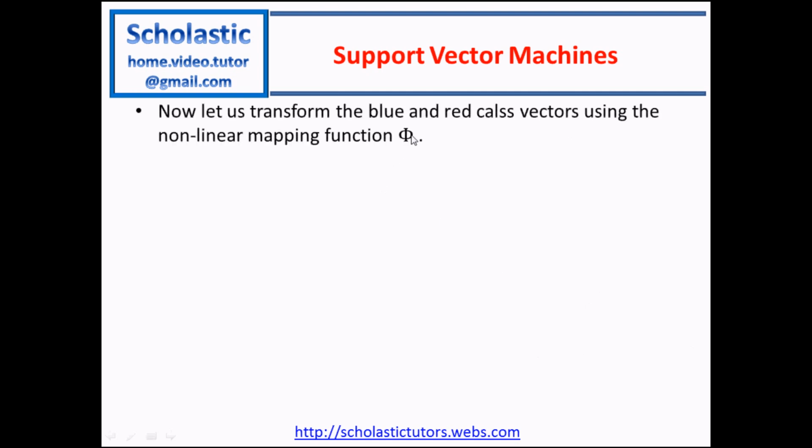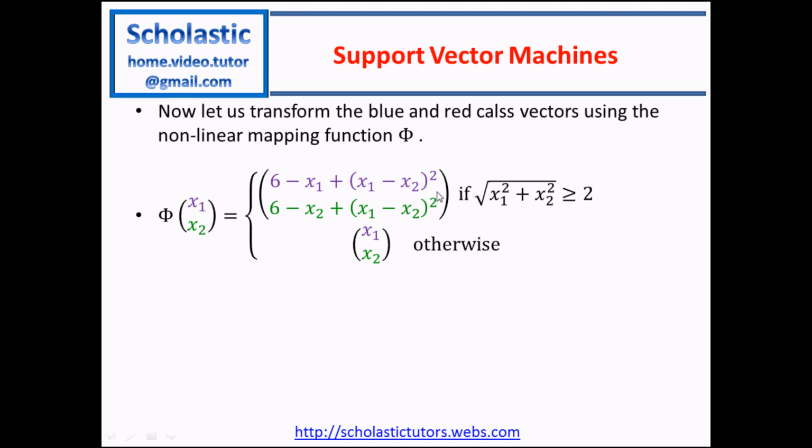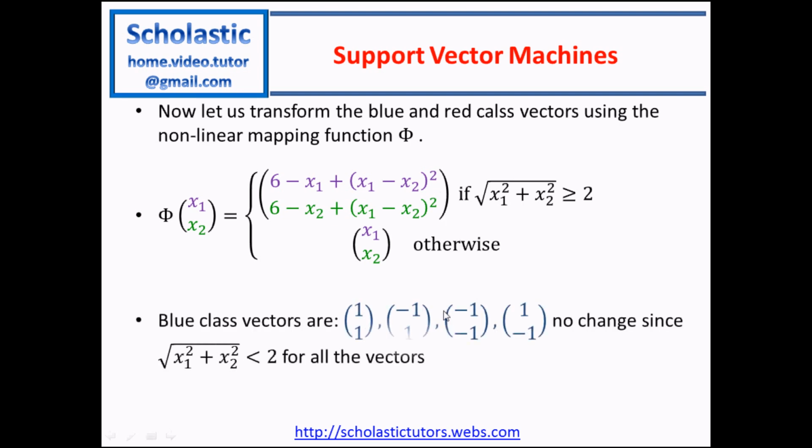Now let us transform the blue and red class vectors using the nonlinear mapping function phi. As we have seen earlier, the blue class vectors are within the region where the square root of x1^2 + x2^2 is less than 2. So these vectors will fall under the second condition. Therefore these vectors will have no change after the transformation.